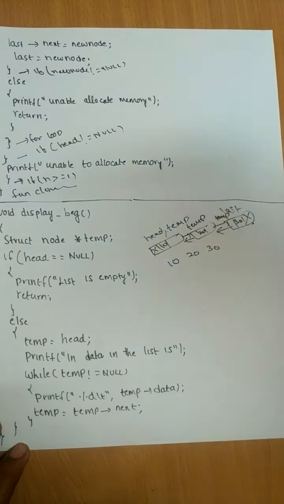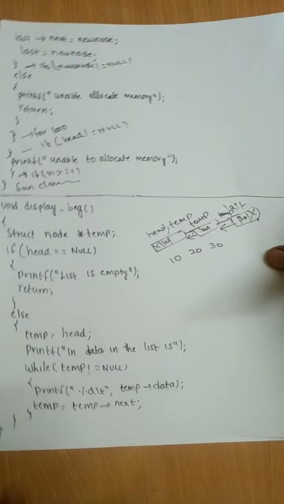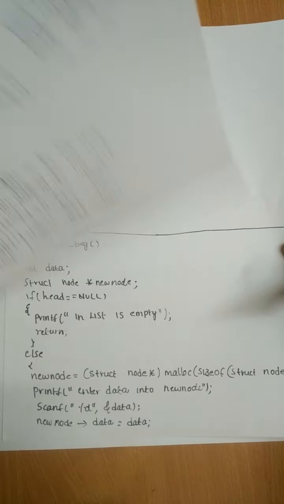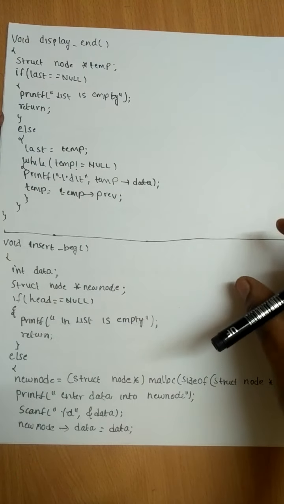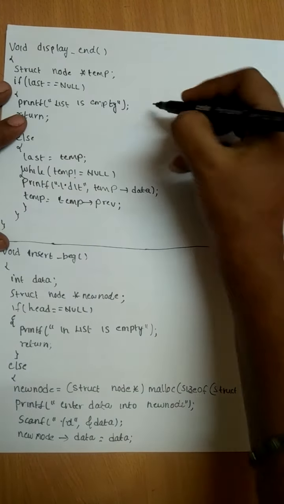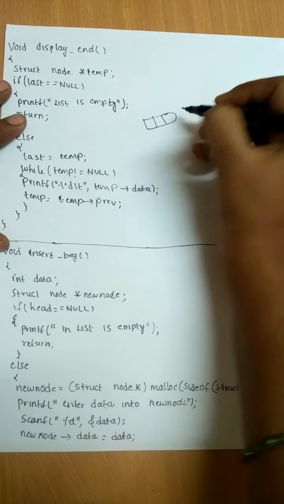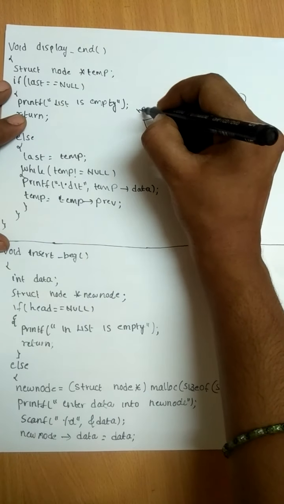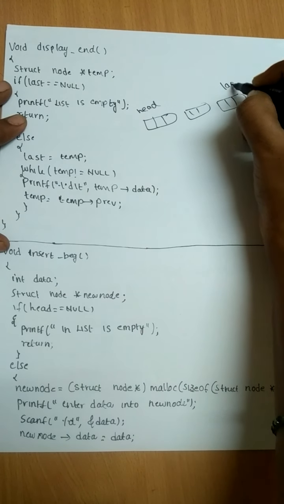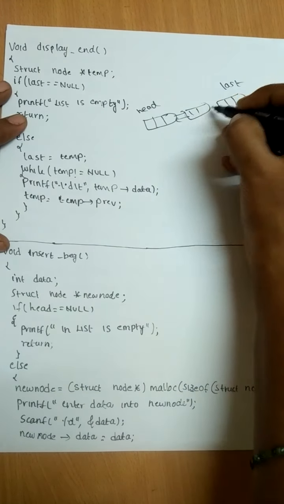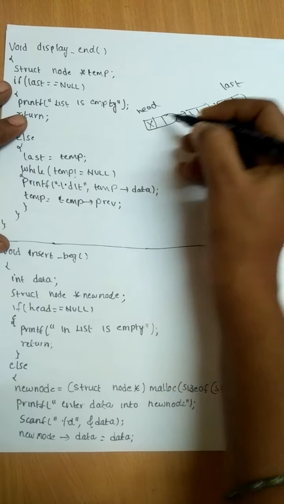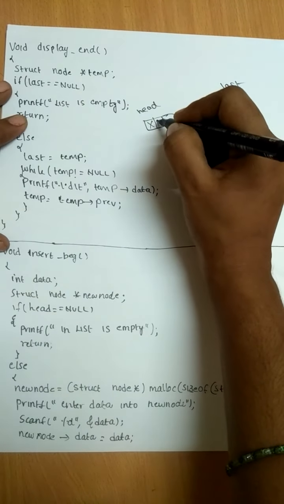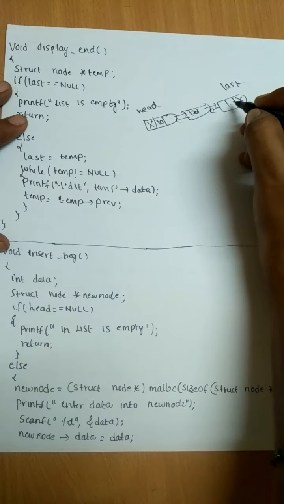Next function is display from ending. This is also simple. Take one double linked list, head, last, two links, head previous and last next null, and some data.